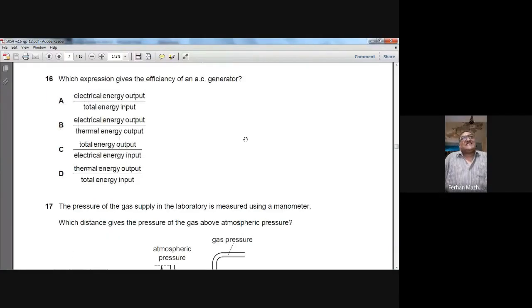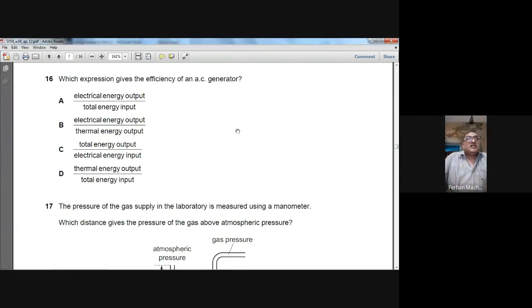Question number 16 on your screen: which expression gives the efficiency of an AC generator? The efficiency of a generator, especially for a generator because its output is electric energy, should be electric energy output divided by total energy input. For question number 16, A is the option.